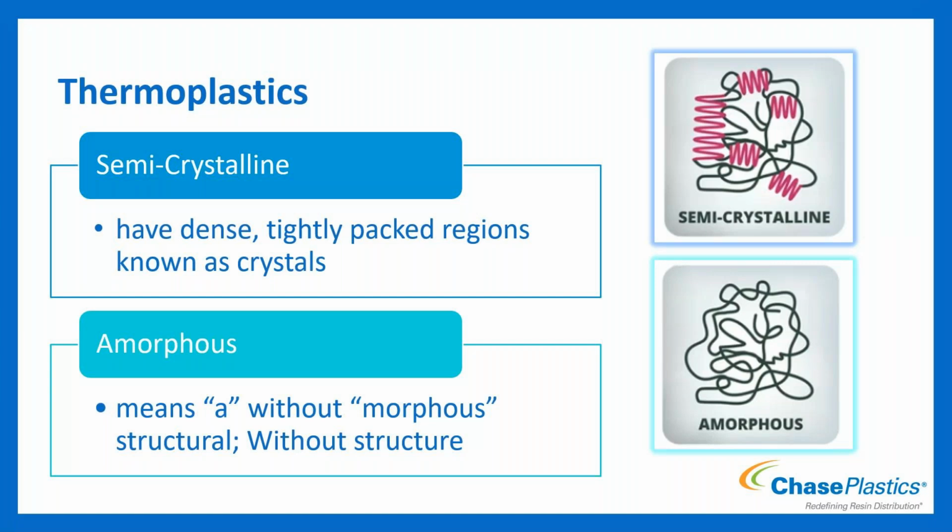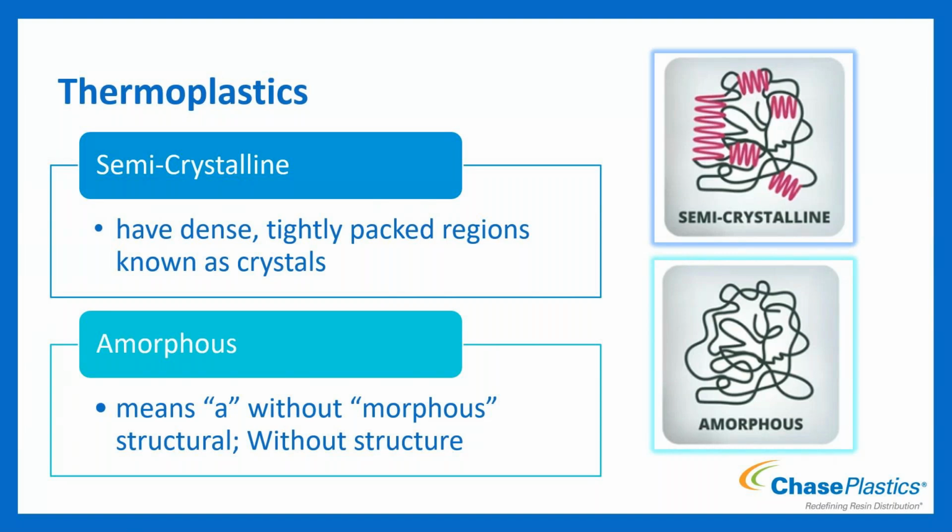Semi-crystalline are named that because they're not fully crystalline. And so they have dense, tightly packed regions known as crystals. So if you look at this picture, these little squiggly lines that are a little more organized, a little bit closer together in pink, those are going to be your crystal regions. Called semi, again, because they're not fully crystalline. Generally, between about 30 to 70-ish percent is pretty standard for the crystal region amount you'll have. Then you have amorphous materials.